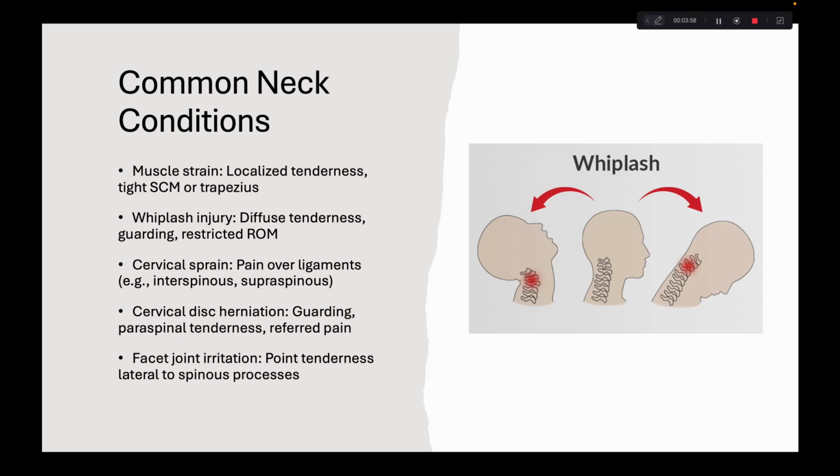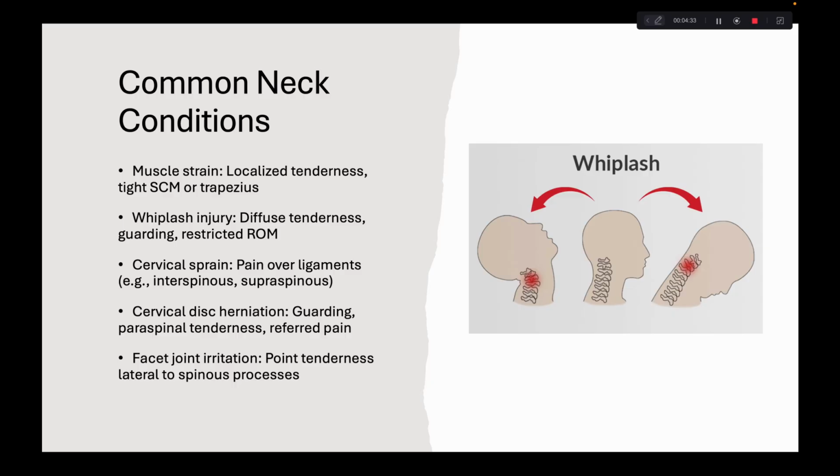The picture shows what's going on with the cervical spine during a moment of whiplash. Usually there's diffuse tenderness, guarding in other muscles to protect the area of injury, and restricted range of motion. We can have cervical sprains. This is a ligament. A strain is muscle related, a sprain is ligament related. So this is pain over the ligaments of your interspinous and supraspinous.